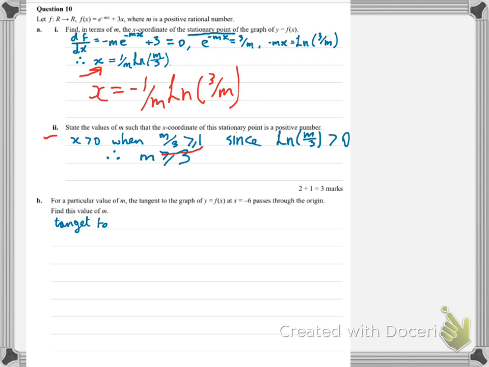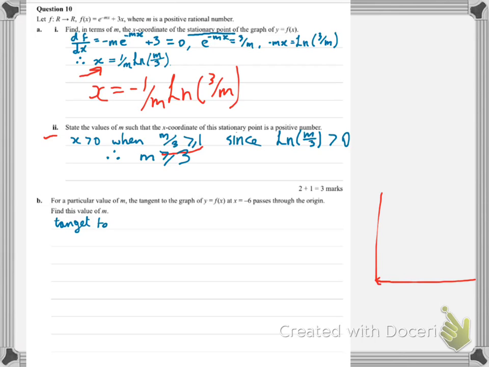Okay? Now, part C. For a particular value of m, the tangent to the graph of y equals f of x at x equals negative 6 passes through the origin. So we're told that we have some graph with a tangent at negative 6 that passes through the origin.